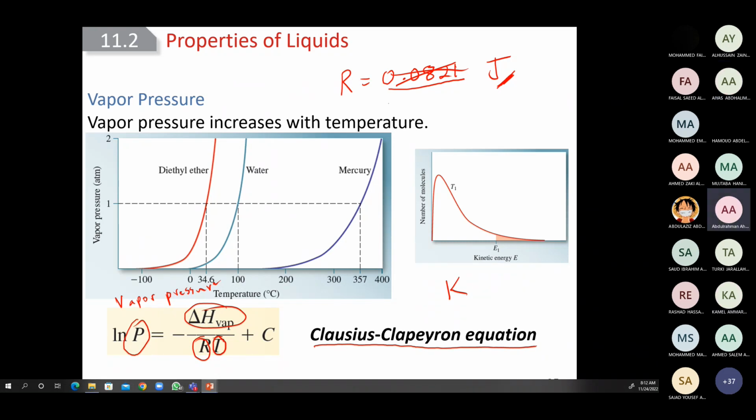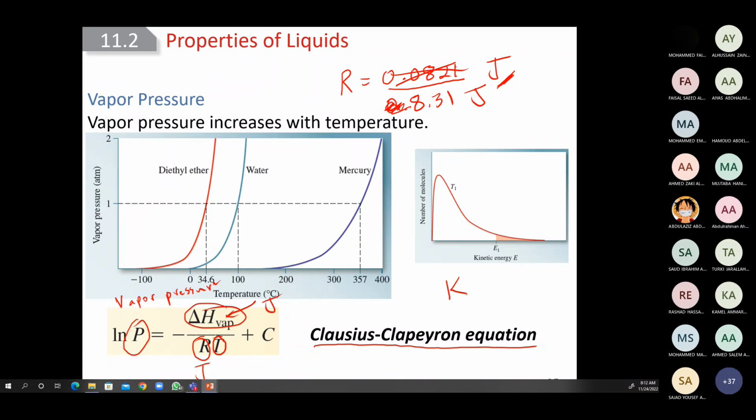Which R should I use? 8.31. I don't remember it myself, but I should use this one. The most important thing I'm concentrating on is the unit: joule. Why did they choose the one with joule? Because it will cancel with the heat of evaporation. The unit for delta H is joule.